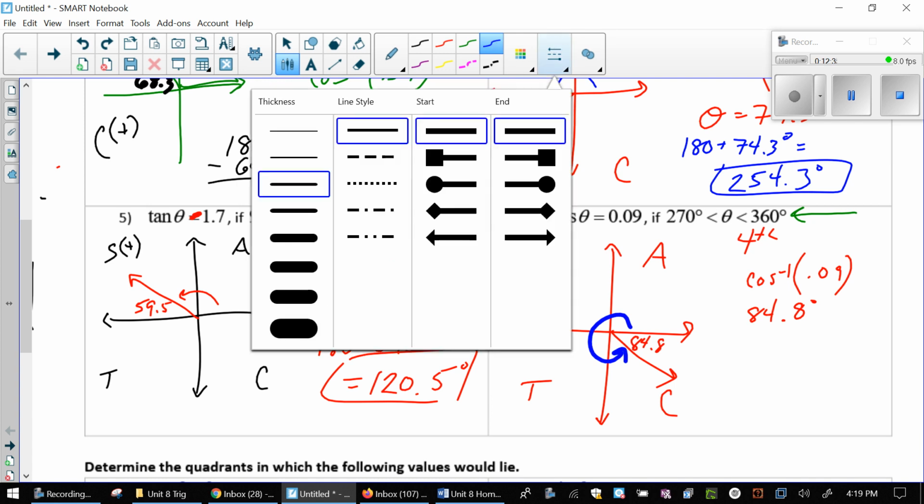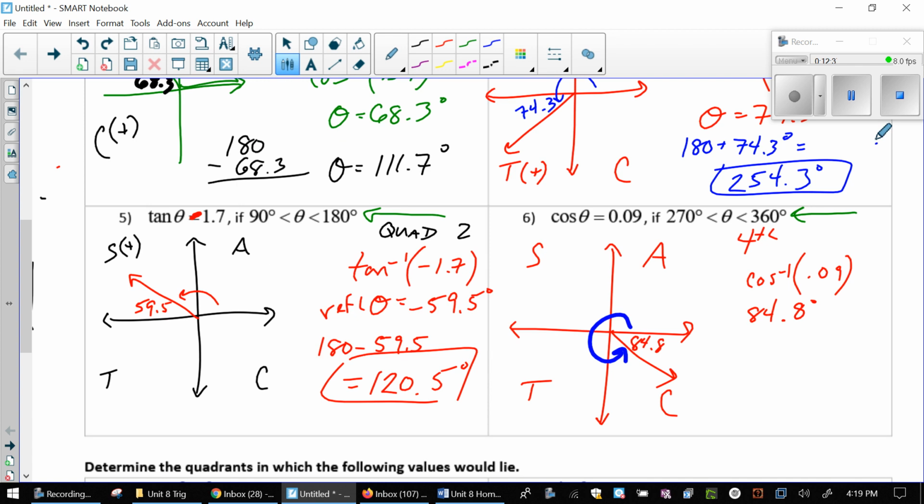And that's going to give me, let's see, to get that, we now need to come all the way to 360 and subtract that reference angle. So we're going to do 360 minus 84.8, and that gives us 275.2 degrees. All right. Take a second, watch that again if you need to. Take a look at the homework. Try a couple on your own.